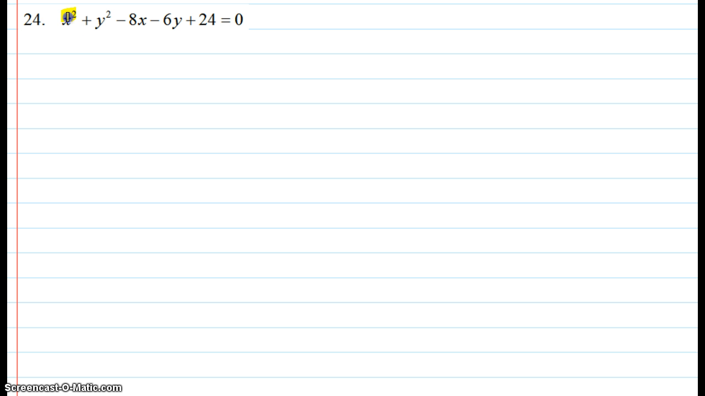So what we do, just like the last one, we take all our x's, group them together, take all our y's, group them together, take our number, and move it to the other side. So what that looks like is x squared minus 8x, leave a blank, plus y squared minus 6y, leave a blank, equals, now we have to move it to the other side, so we subtract 24 from both sides, so we get minus 24.